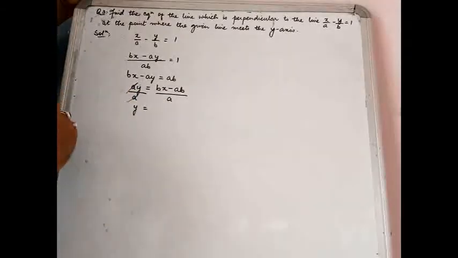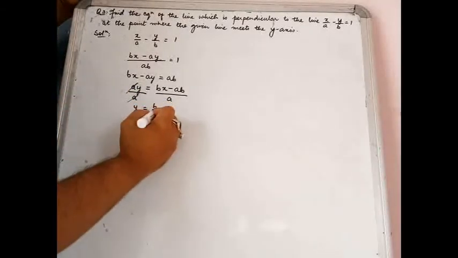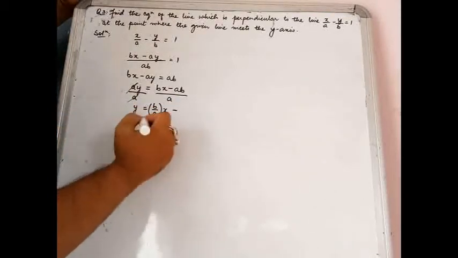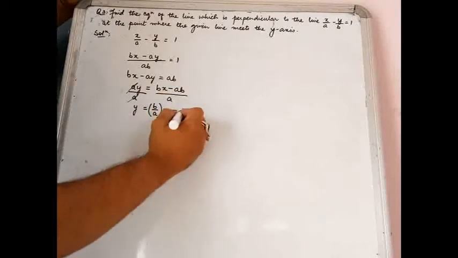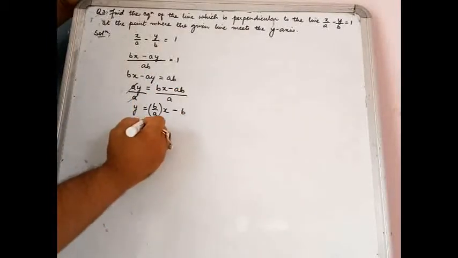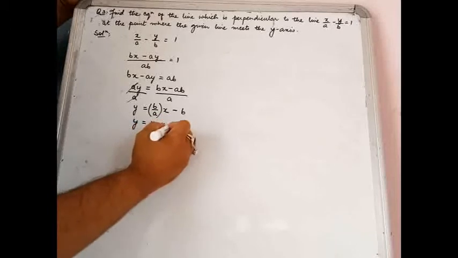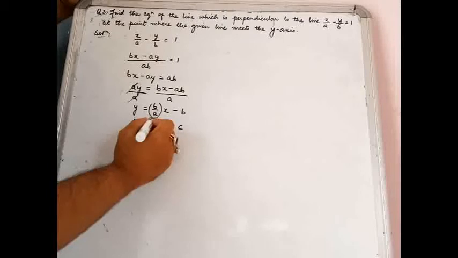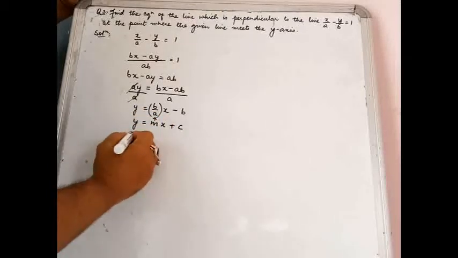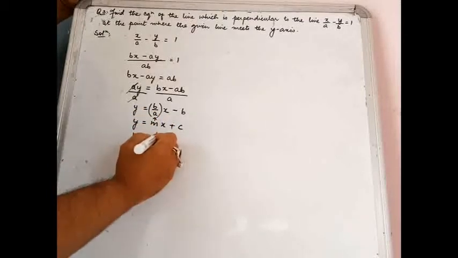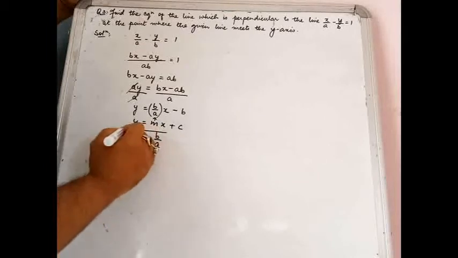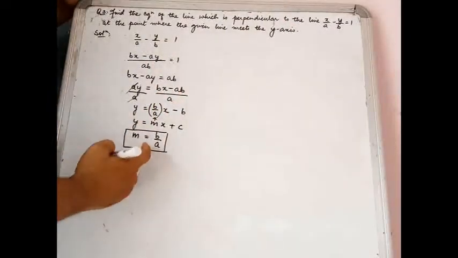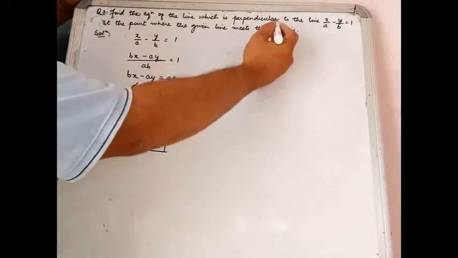We get y is equal to (b upon a)x minus a, and the a here gets cancelled, so you get b. Now if you compare this equation with the y is equal to mx plus c form, what do you see as the slope of this line? The slope of this line is b upon a. The slope of the given line is b upon a, and our line is perpendicular to this line.